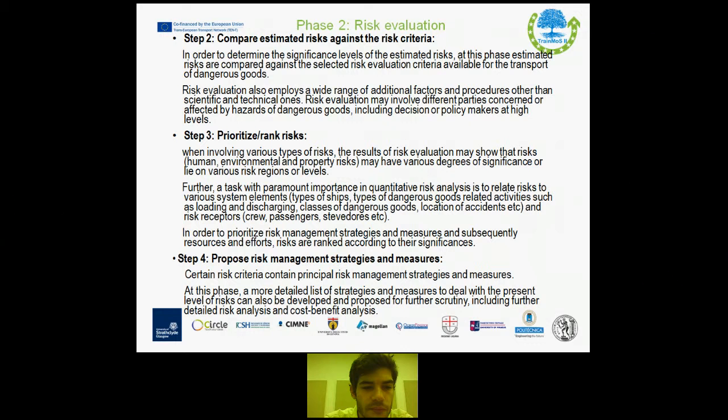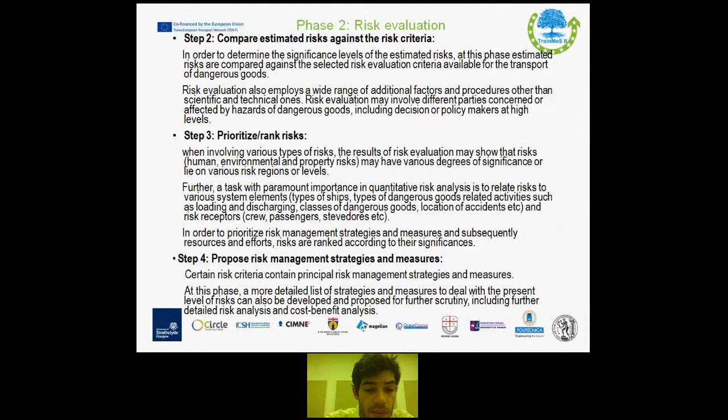Then, moving to the third step of risk evaluation, which is prioritizing and ranking risks, which involves various types of risks. The results of risk evaluation may show that risks, human, environmental, and property risks, may have serious degrees of significance or lie on various risk regions or levels.